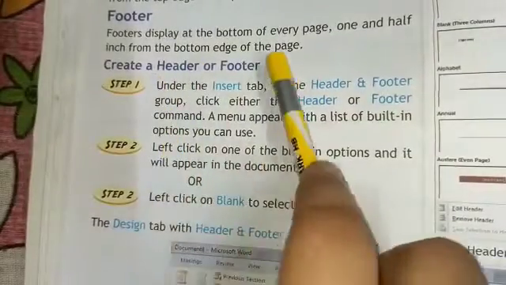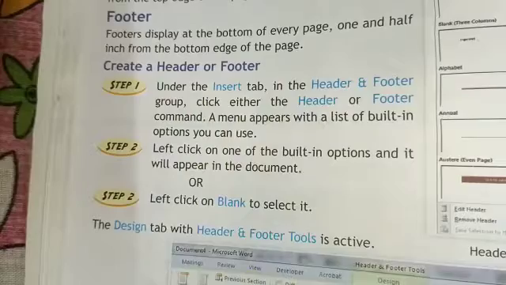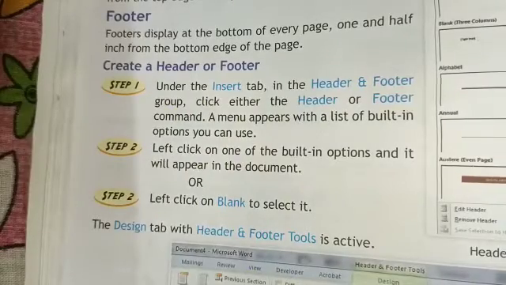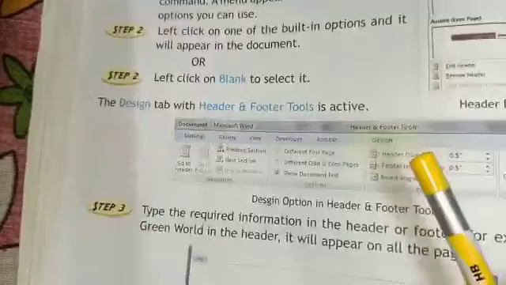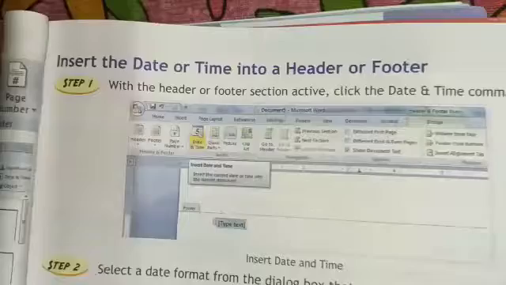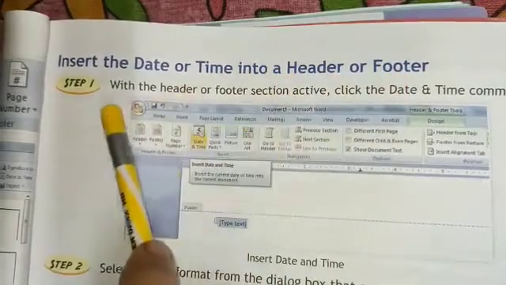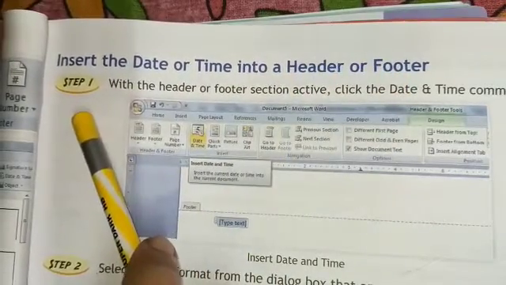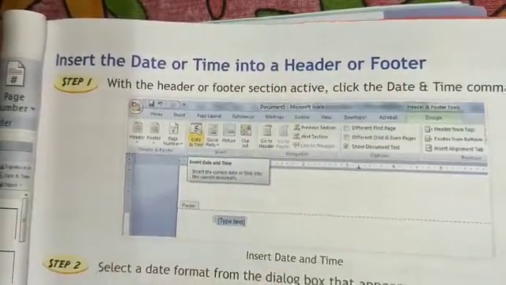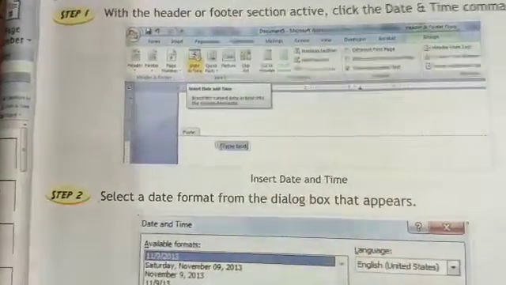Create a header or footer. To create a header or footer, we have to follow the steps given here. Next, open page number 35. Insert the date or time into header or footer. We can also insert date or time in header and footer. To do so, we have to follow these steps given here.